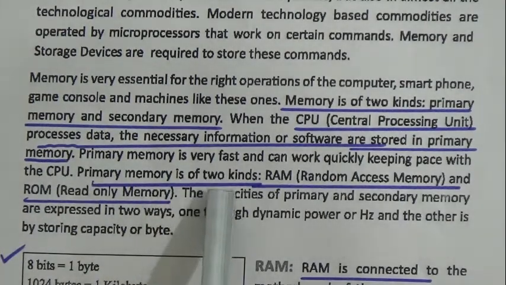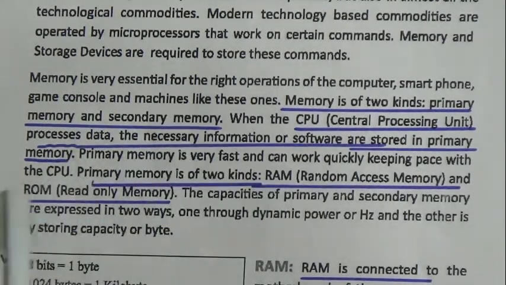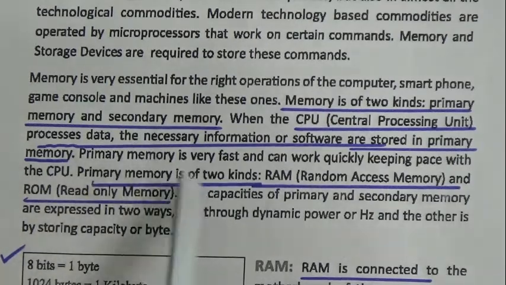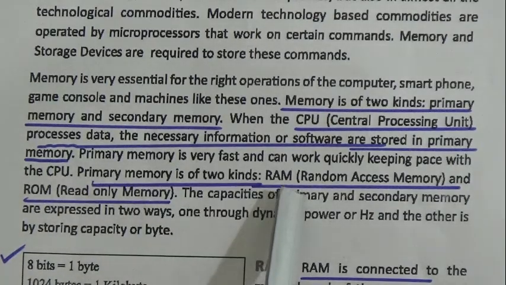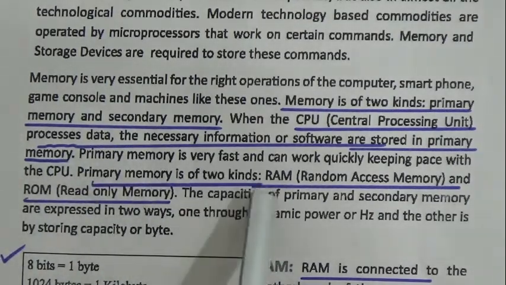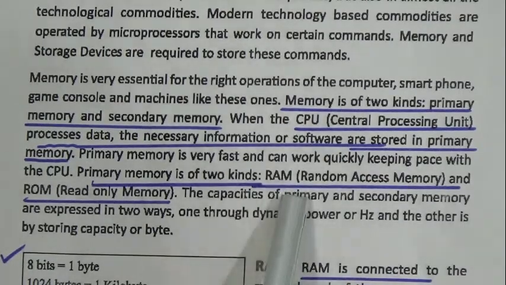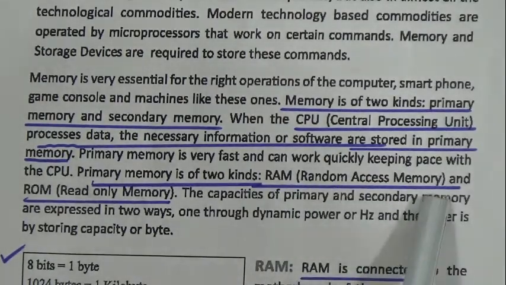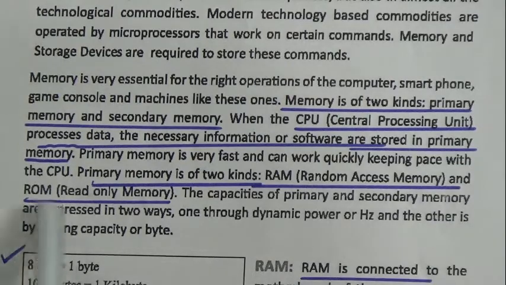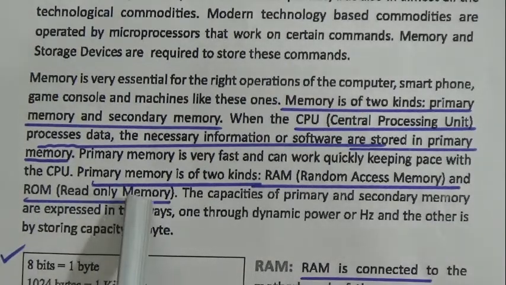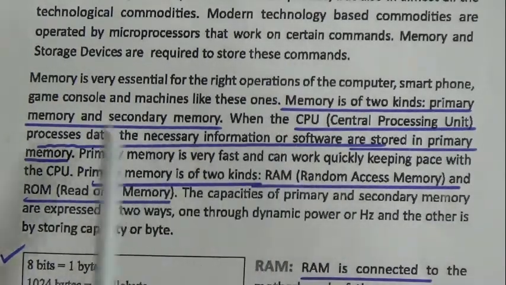Primary memory is of two kinds, RAM and ROM. RAM means random access memory and ROM means read only memory. This is the kind of primary memory.